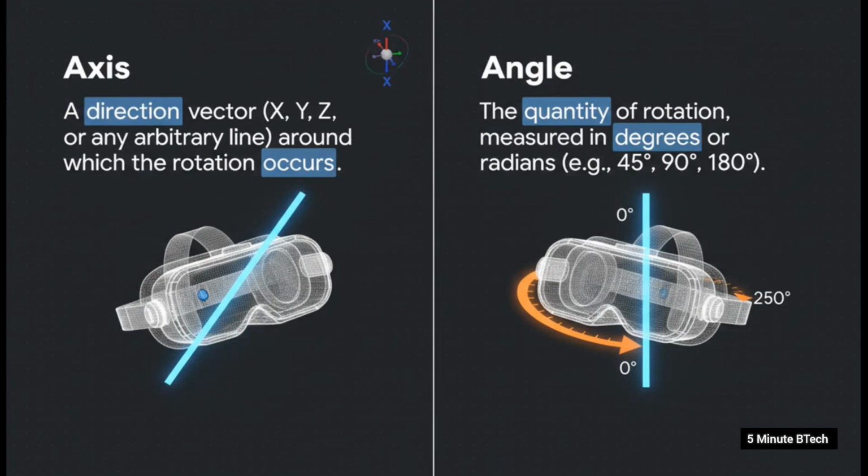Let's look at those two pieces. The axis gives you the direction. Think of it like a skewer through an olive. Are you spinning it top to bottom, side to side, or at some weird diagonal? That's your axis. Then, the angle gives you the amount of rotation. Is it a small 45-degree turn or a big 180-degree flip? You put those two together and bam, you can define any rotation perfectly.